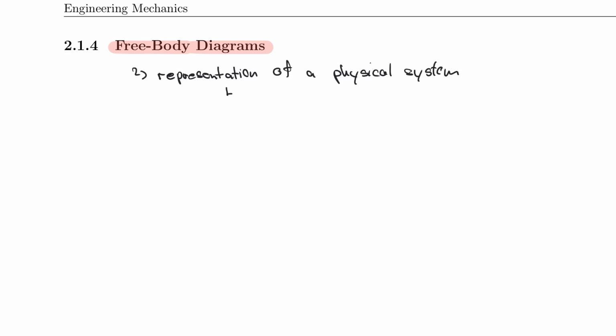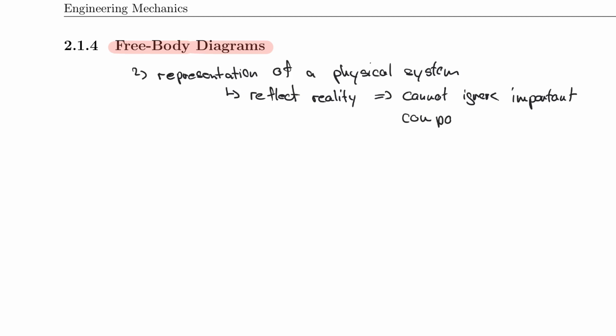Therefore, you have to reflect reality. And that means you cannot leave anything out, right? So you cannot ignore important components. Let's say, for example, you forget a cable. In real life, the structure would fall down. So that is not acceptable in a free body diagram.